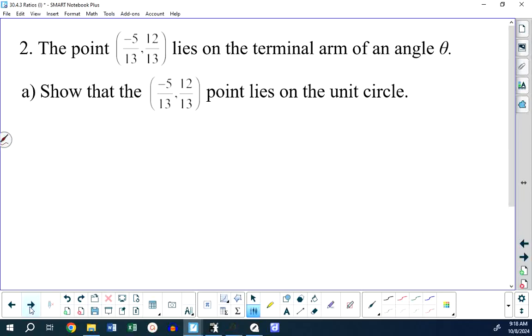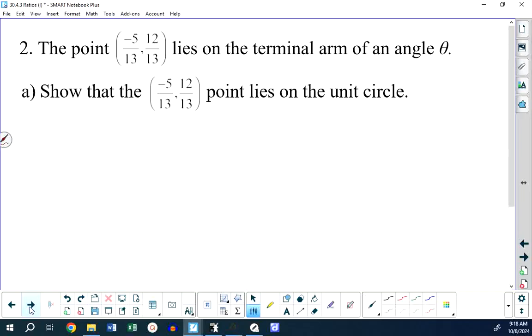This point lies on the terminal arm of a rotation angle theta. Show that that point is actually a point on the unit circle. What's the only way you can prove that that's a point on the unit circle? Do you know, Jacob? The numbers squared added together equals the radius squared, which is 1, right? So, yeah, the numbers squared added together has to give you 1.